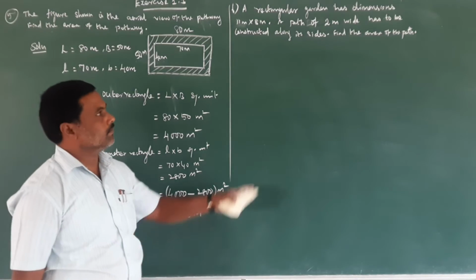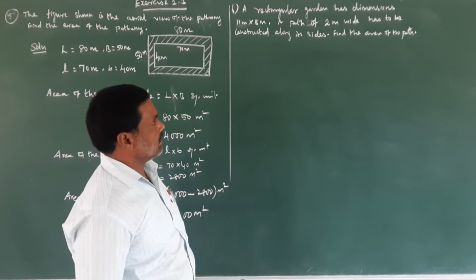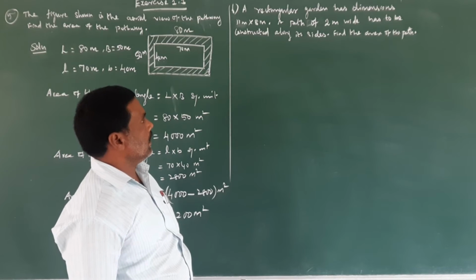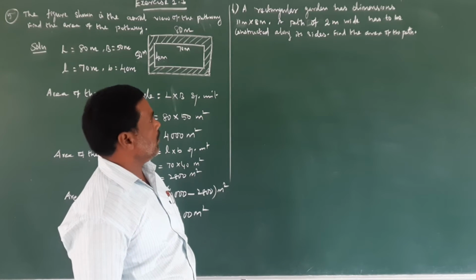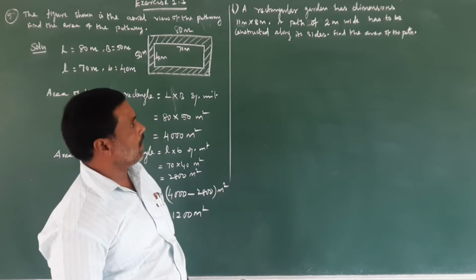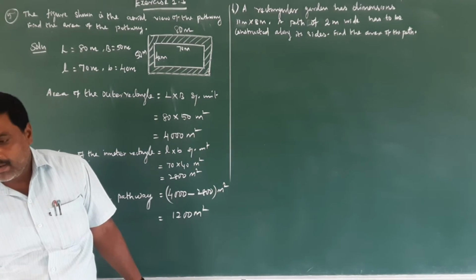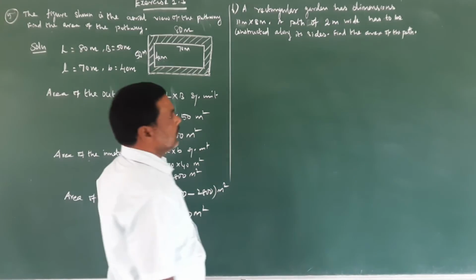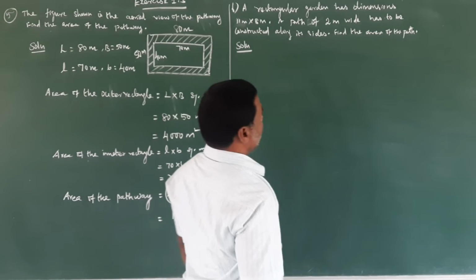Next question number 6. A rectangular garden has dimension 11 meter into 8 meter. A path of 2 meter width has to be constructed along its sides. Find the area of the path. Now solution. Draw the diagram.